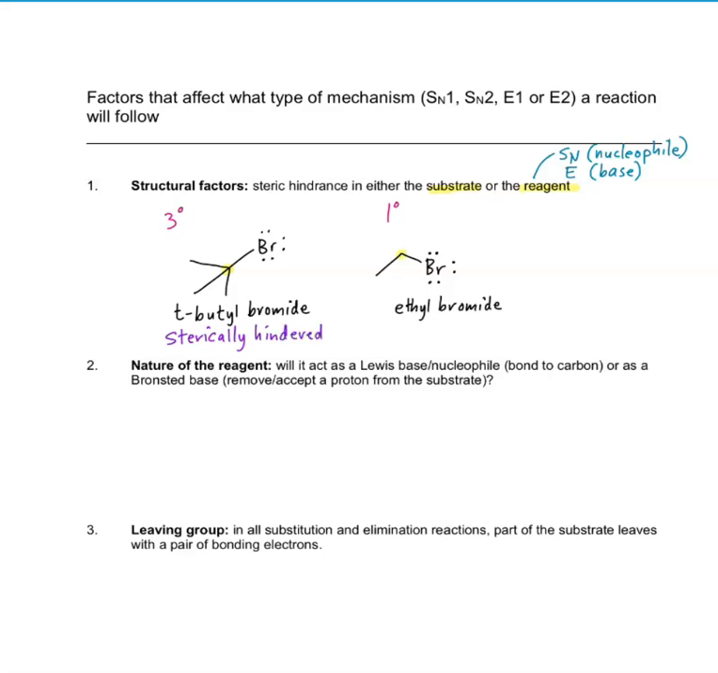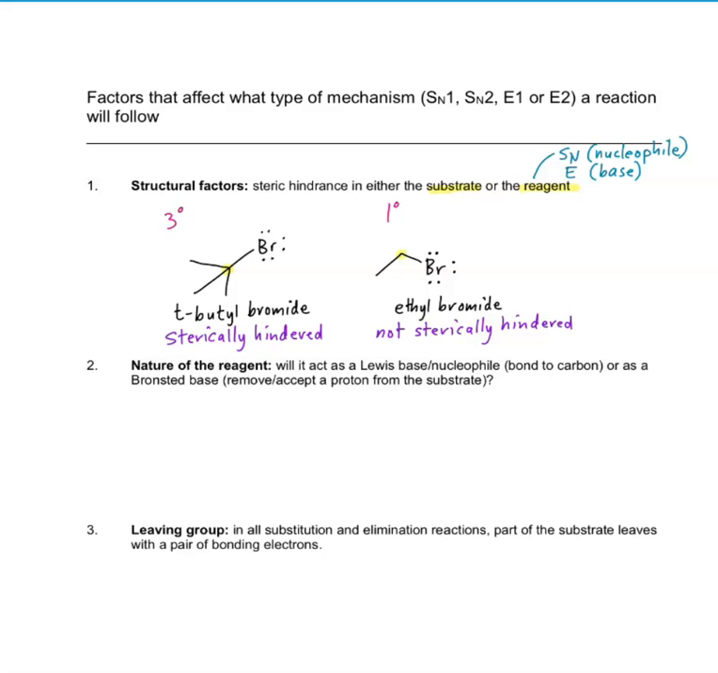By contrast, though, the same nucleophile trying to approach ethyl bromide and bond to the carbon that has the bromine so that it can replace the bromine, that's much less sterically hindered. So it doesn't have as much stuff in the way that would disallow the nucleophile from approaching that carbon close enough to form a bond to it. So ethyl bromide is not sterically hindered.